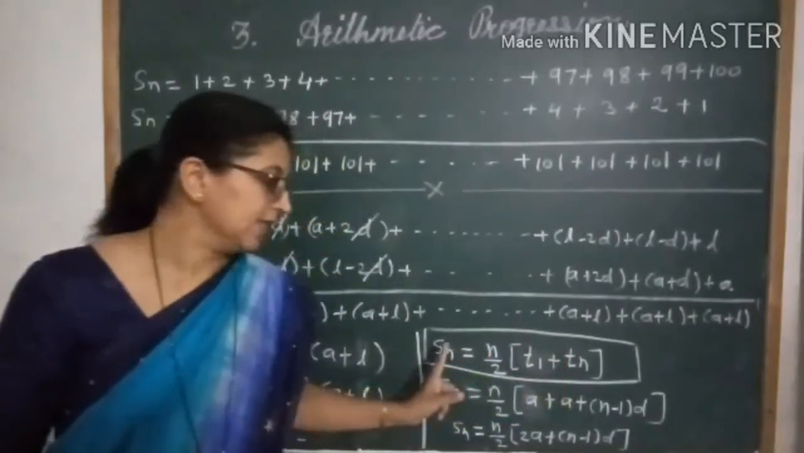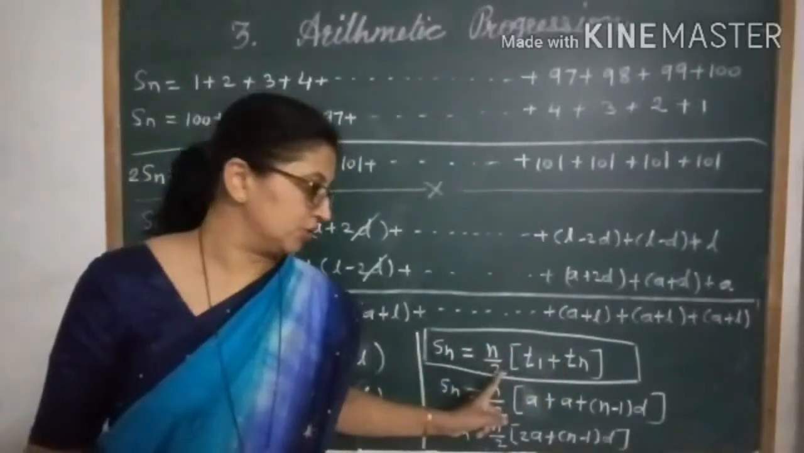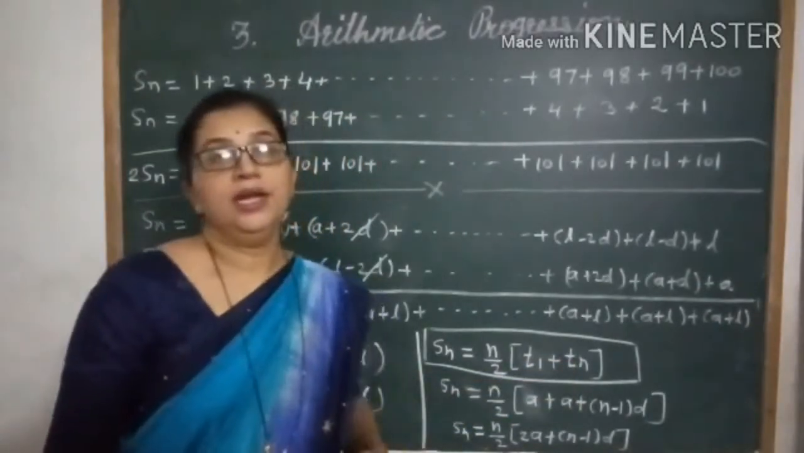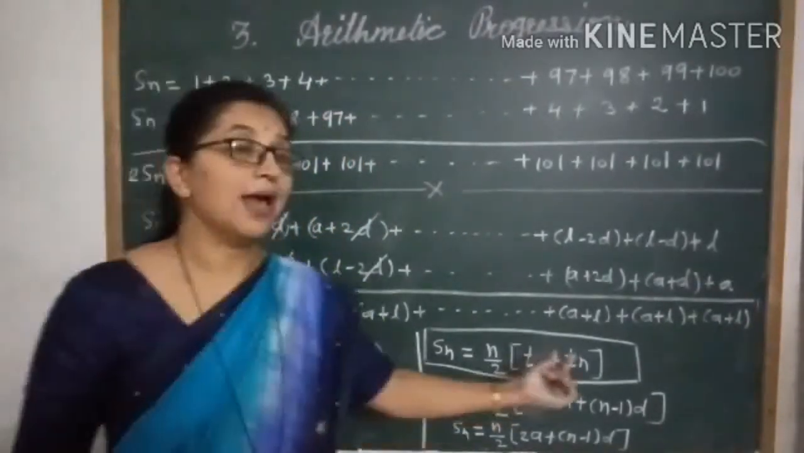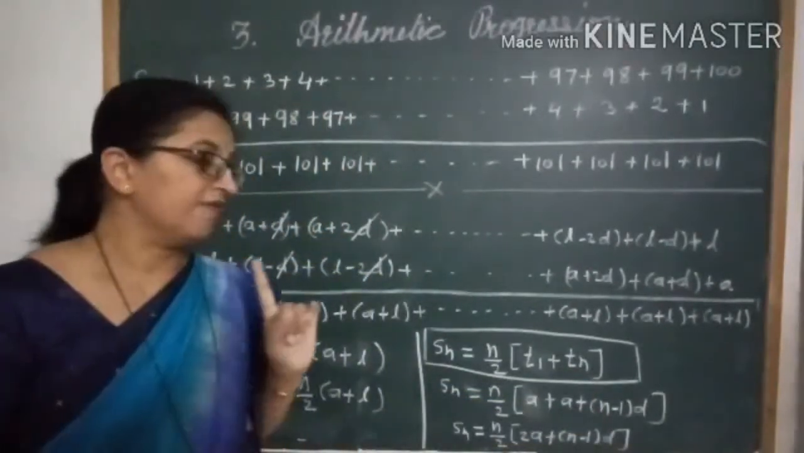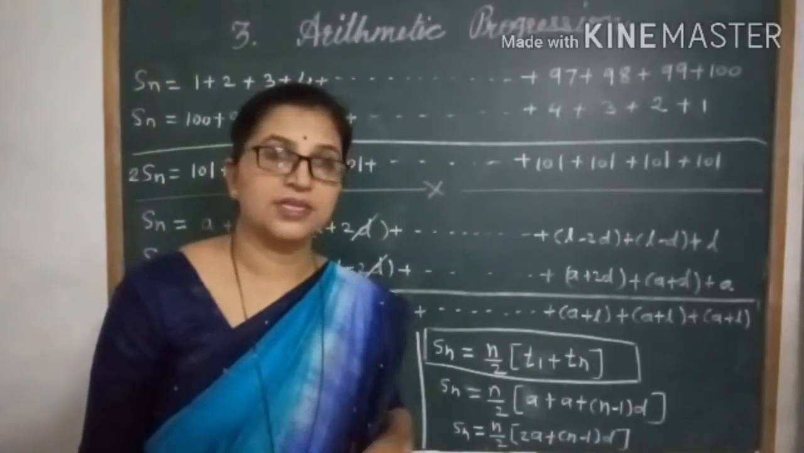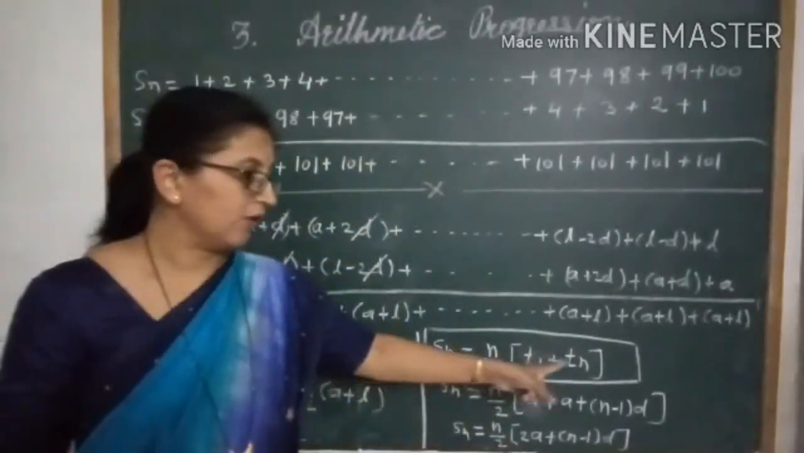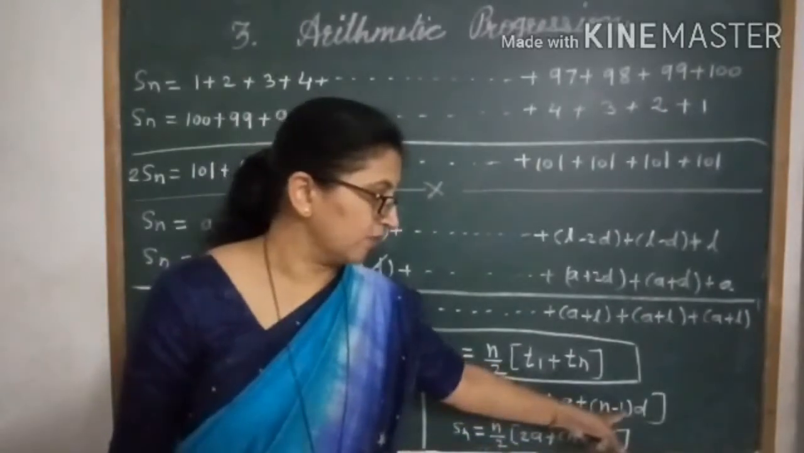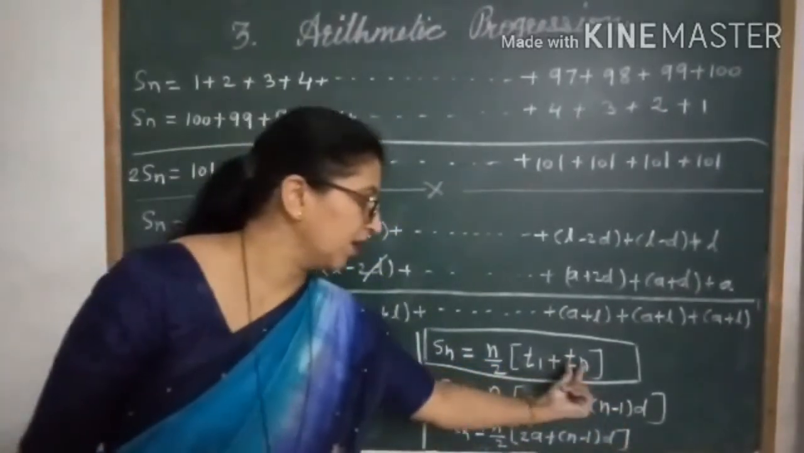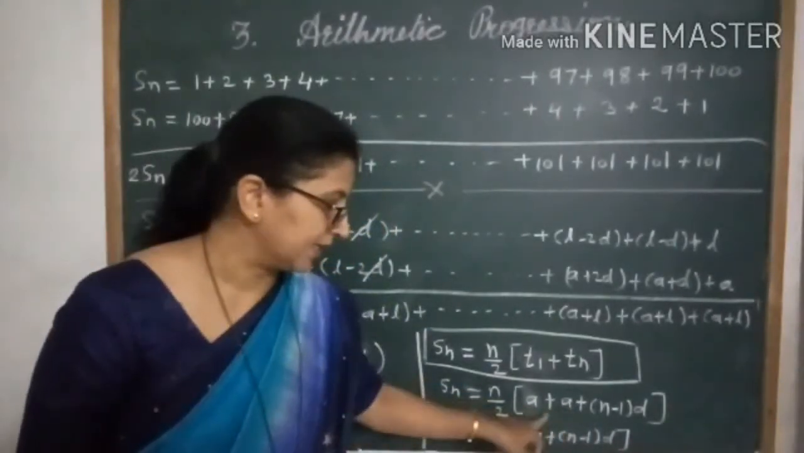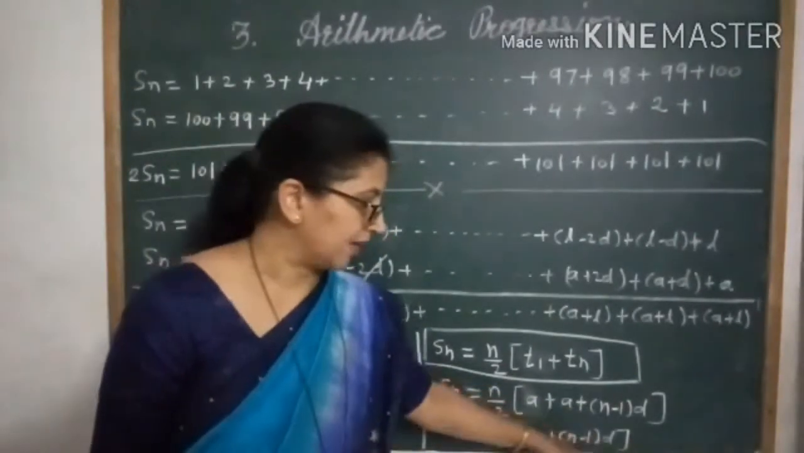The formula is Sn is equal to n upon 2 into bracket T1 plus Tn. But if we are not given the last term, and instead we are given the first term and common difference, then how do we find it? We know the formula Tn is equal to A plus n minus 1 into D. So in the same formula we wrote the formula for Tn. So in the bracket we got A plus A, that is 2A plus n minus 1 into D.